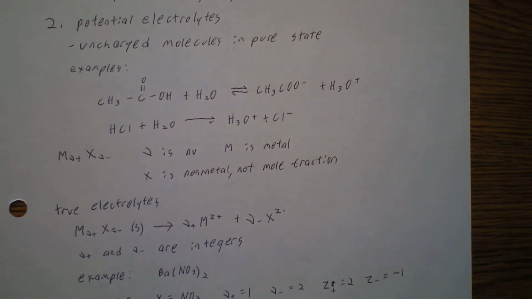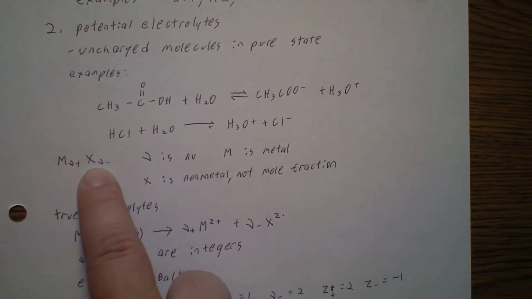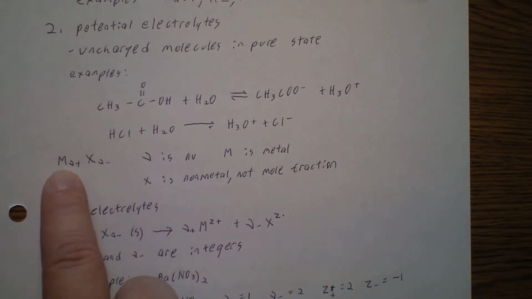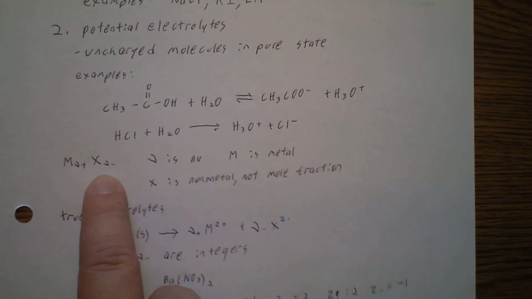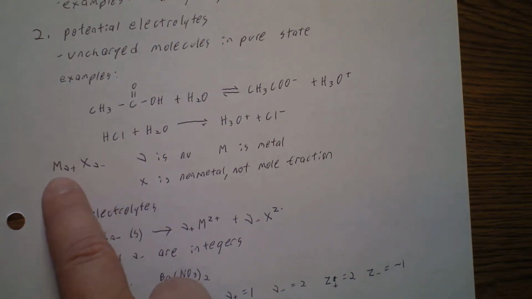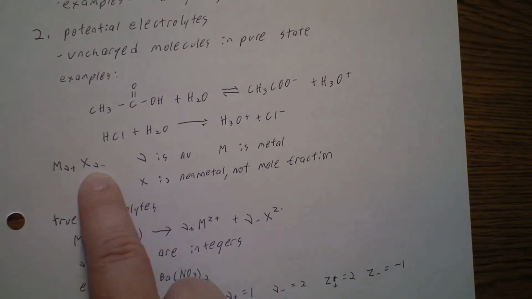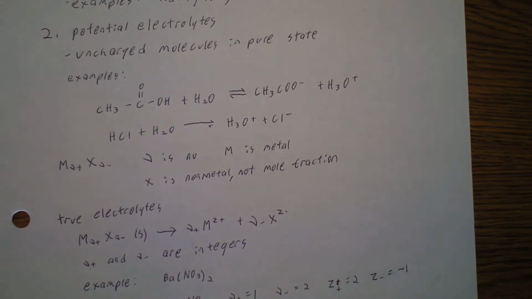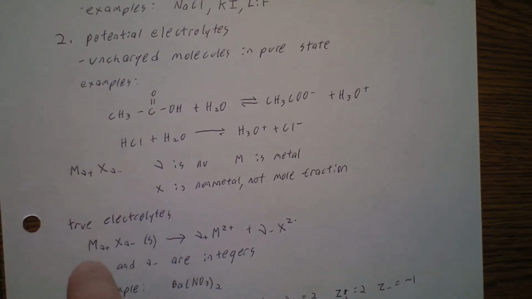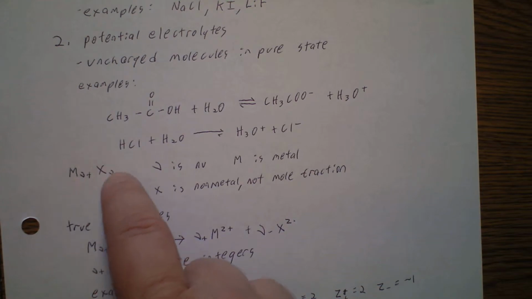So the formula is usually the metal and then the non-metal. So this is the formula, where nu is the subscript for the positive, the metal, and then the negative. So remember, this is not mole fraction. This means metal and non-metal, like the hydrogen, chlorine, and so on.